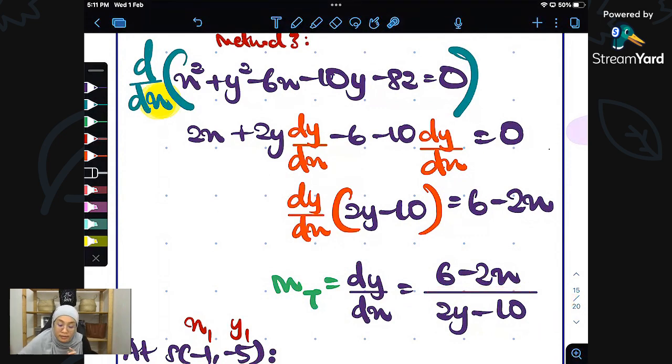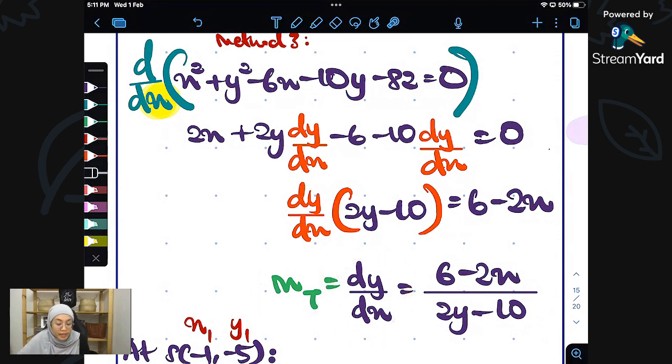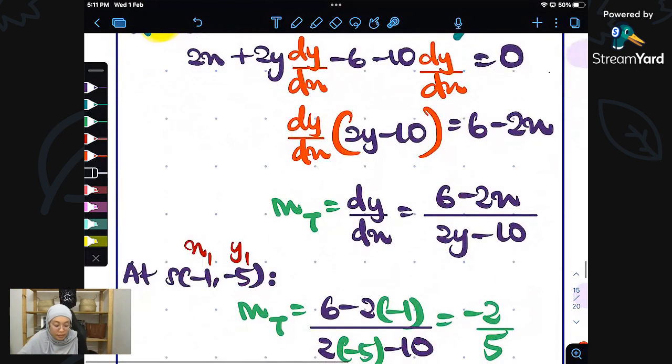That is my gradient, so I label it as mt. Please bear in mind that dy dx is a gradient. I repeat, dy dx is the gradient. And so this is mt. The t means the tangent, the gradient of the tangent. That is always the first step. Whenever you are trying to differentiate with respect to x, it always gives you tangent first, not normal. It's always tangent first.